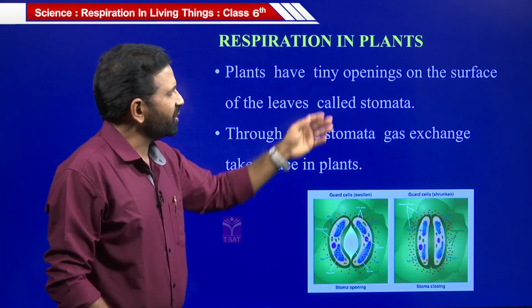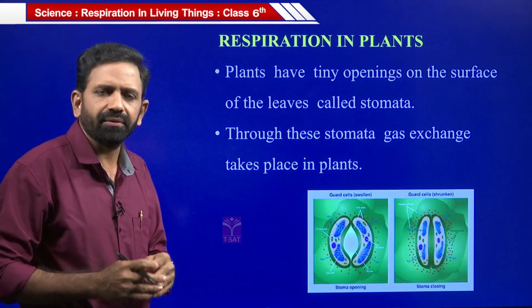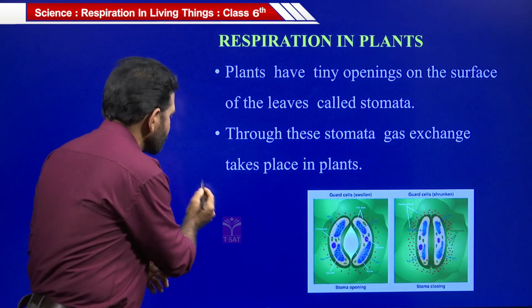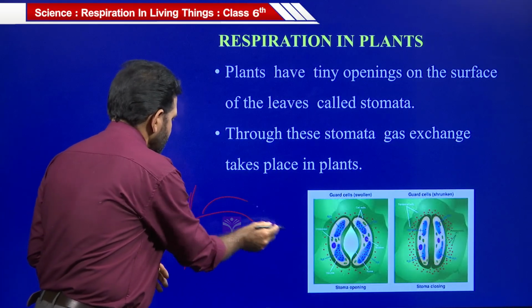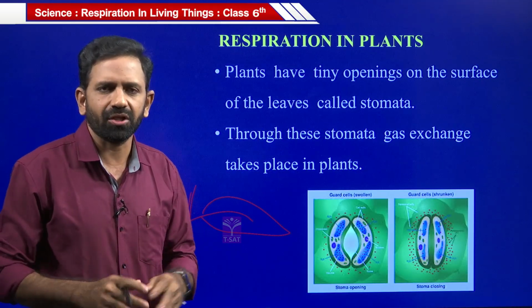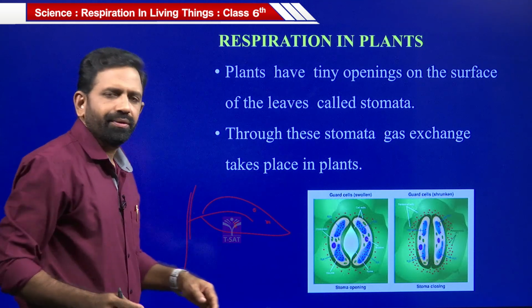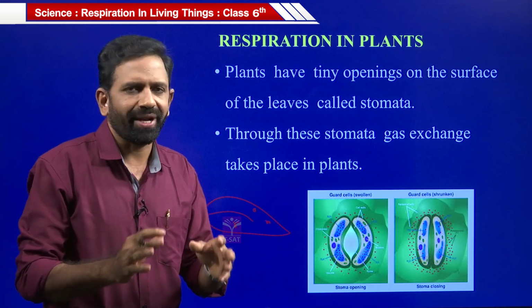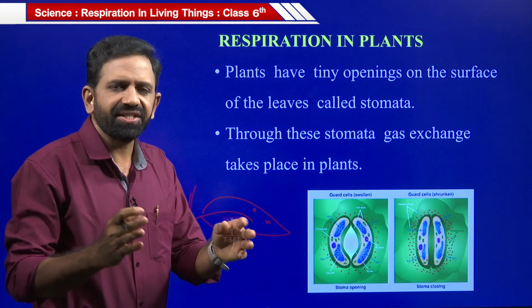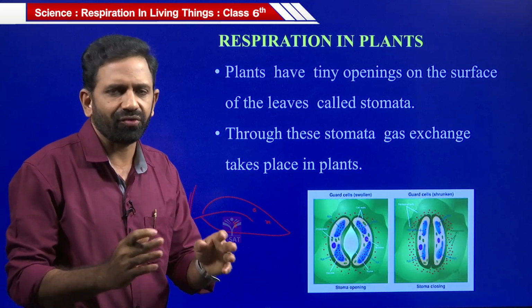Plants have tiny openings on the surface of the leaves called stomata. Students, if we observe the leaf of a plant, there are so many minute openings present on the surface of the leaf. These openings are called stomata. The gaseous exchange takes place through these stomata which are present on the surface of the leaf.